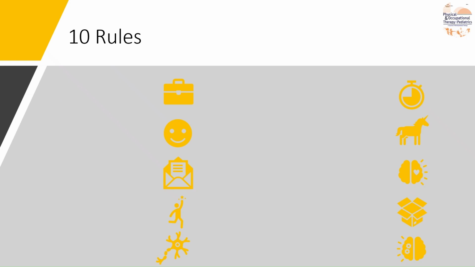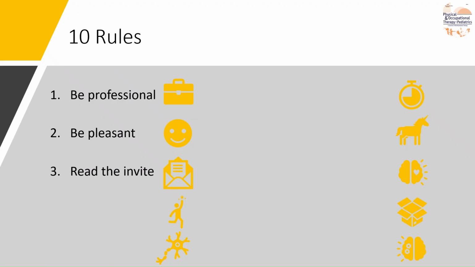Now here are the 10 golden rules that I followed in my peer review and that I would like you to know about. First rule is to be professional in the tone and the approach that you're using. Be pleasant, so encourage and support authors. Read the invitation very carefully. Look at the abstract, look at the title, make sure that it aligns with your area of expertise. Make sure that you're also okay with the timeline that is provided to you to complete the review.